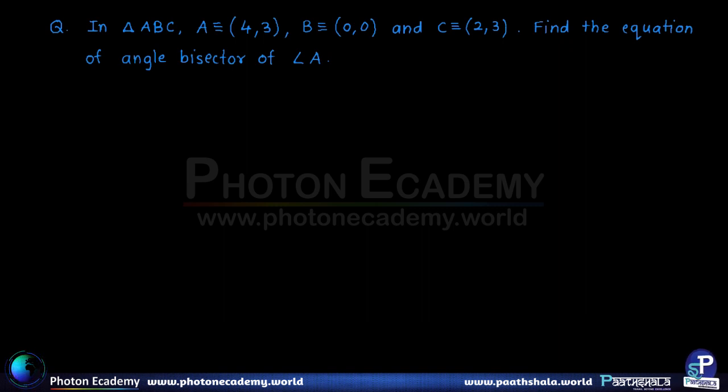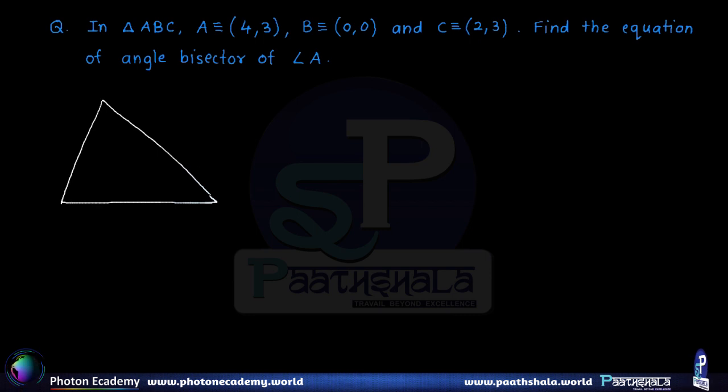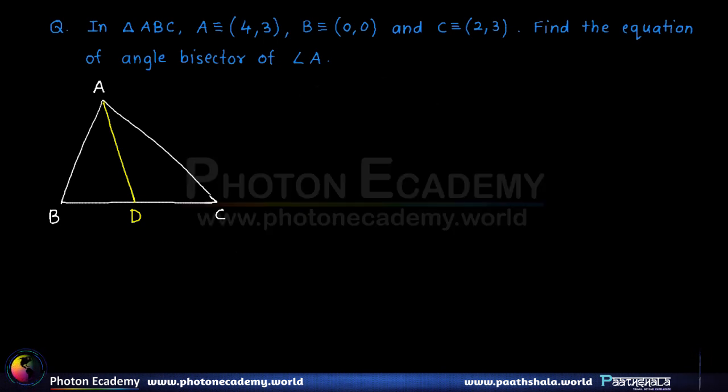In triangle ABC, A, B and C vertices are given with their coordinates. We have to find the equation of angle bisector of angle A. So let us draw a rough figure. A, B and C. Angle bisector of angle A. So let us show it in yellow color. Of course, although BC seems to be bisected at D, it is not actually bisection. It's not necessarily a bisection, right? So don't assume that D is the midpoint of BC. Okay. I show the symbol for bisection.